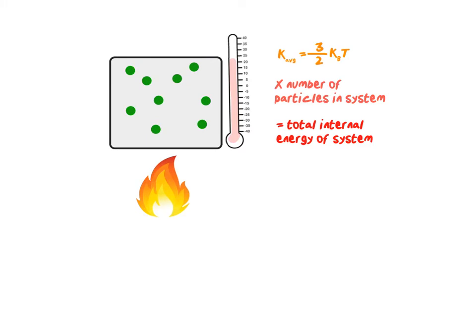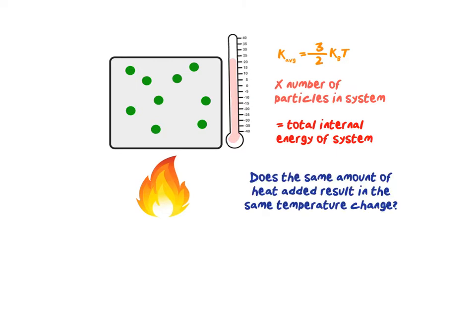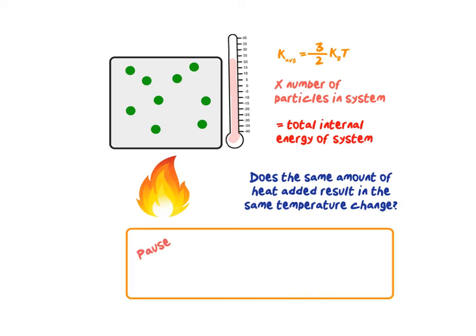Now, in this video, we're going to take a look at a little bit more detail. Specifically, we're going to look at, does the same amount of heat added to a system result in the same change in temperature? Or are there other factors that affect the amount of heat needed to change the temperature? In order to make this concept a little clearer, I'm going to ask you a question. I'd like you to pause the video and try to figure out the answer for yourself. Then come back to the video and we'll take a look at it together.